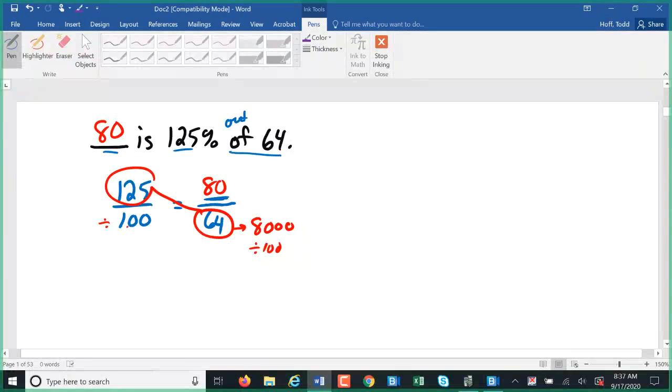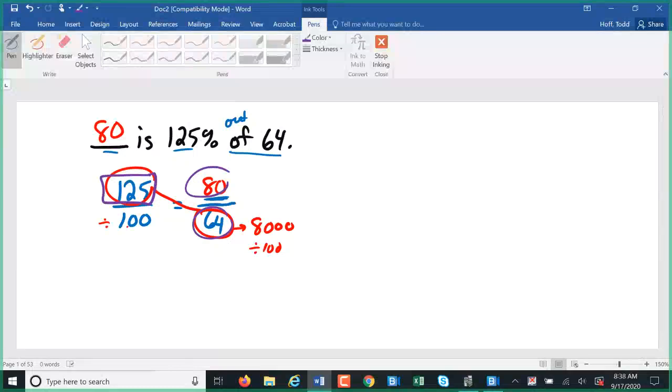Now I want to point something out here. The 80 is bigger than the 64. But you remember, this percent is bigger than 100%. 100% means the whole thing. So if we have a percent that's bigger than 100%, that portion that we're focusing on is actually larger than that base amount.